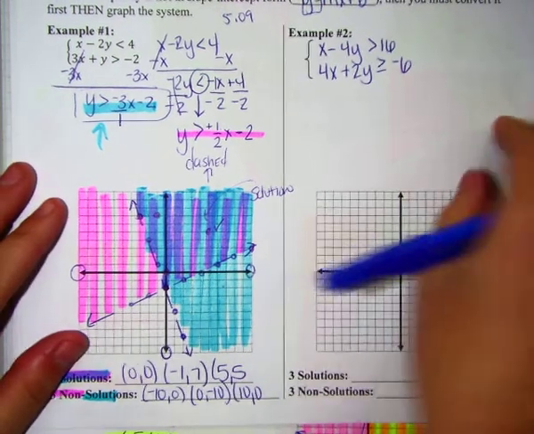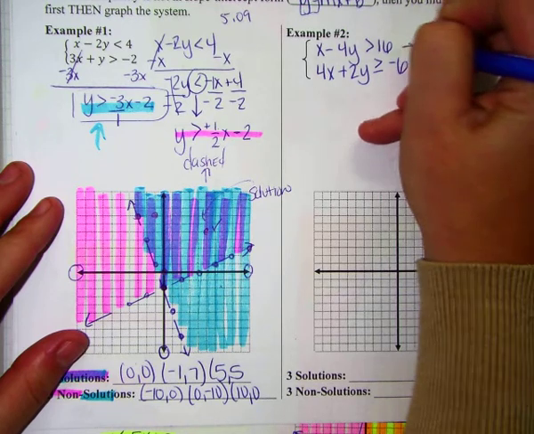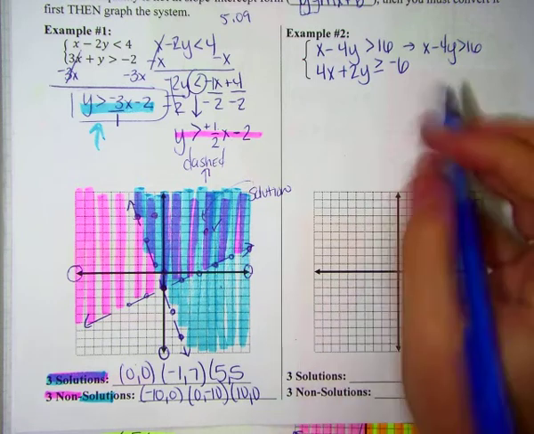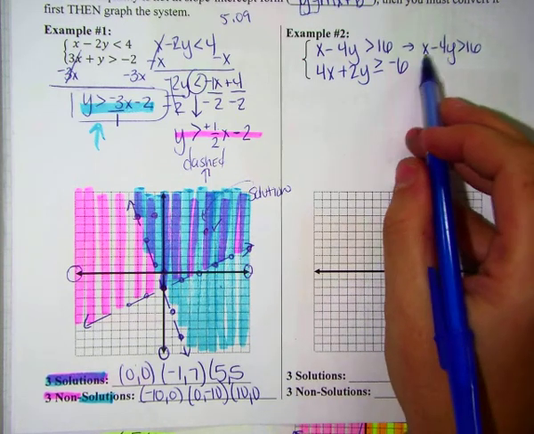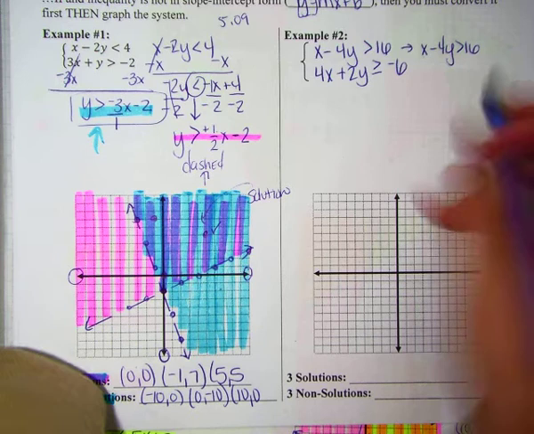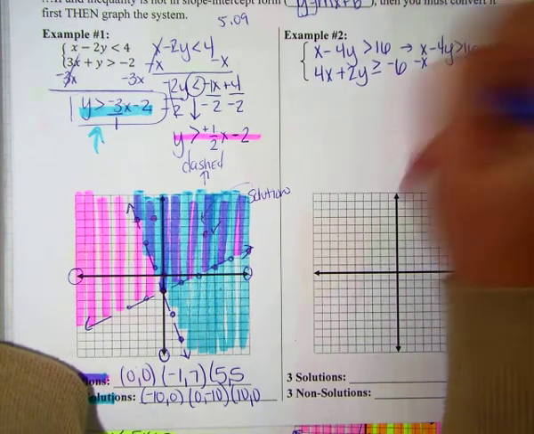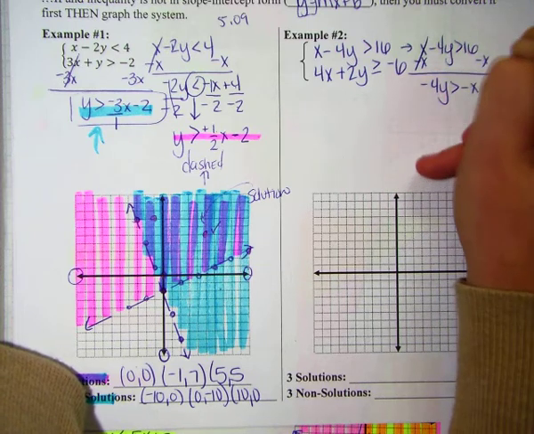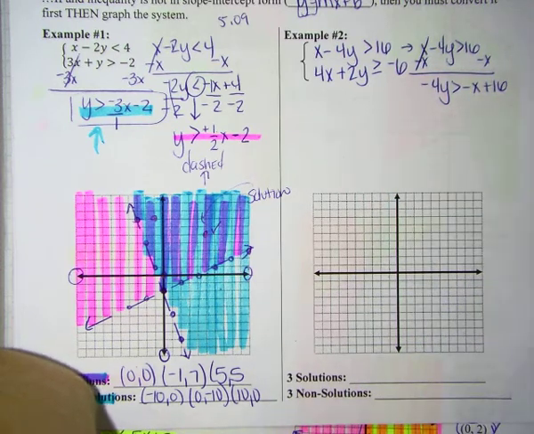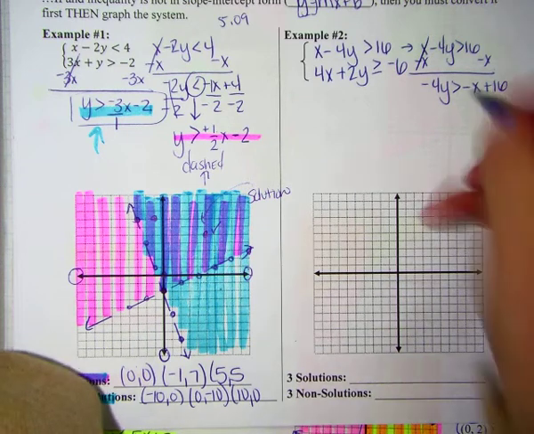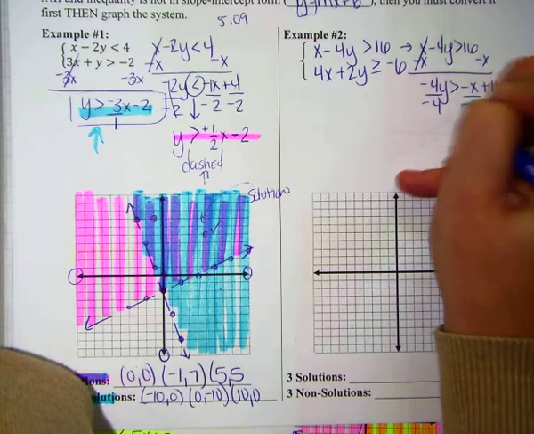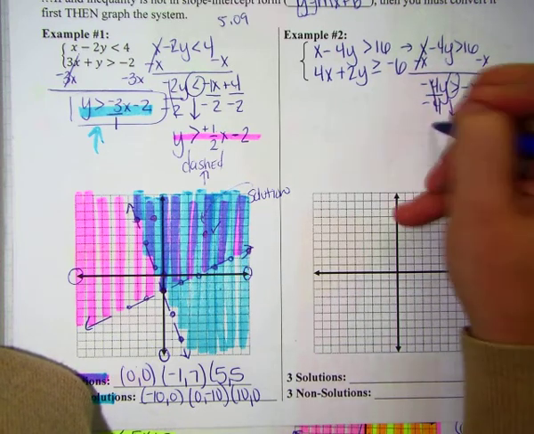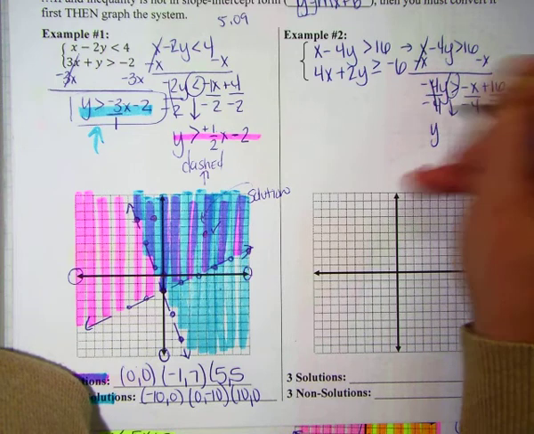I'm going to go ahead and do this one as well for you. I'm going to first rewrite x minus 4y is greater than 16. The first step, if I want to isolate y, is to move the other term to the other side. I'm going to go ahead and subtract x from both sides. I'm left with negative 4y is greater than negative x plus 16. Now I need to isolate y, so I'll divide every single term by negative 4. Flip the sign because I divided by a negative.